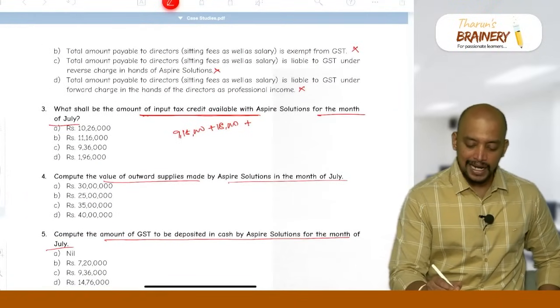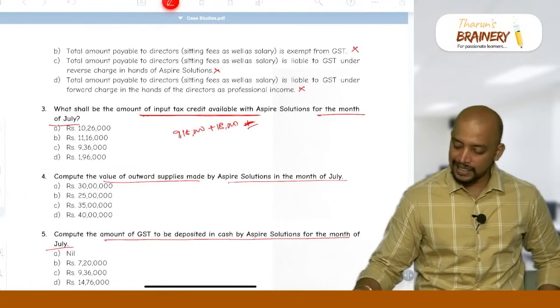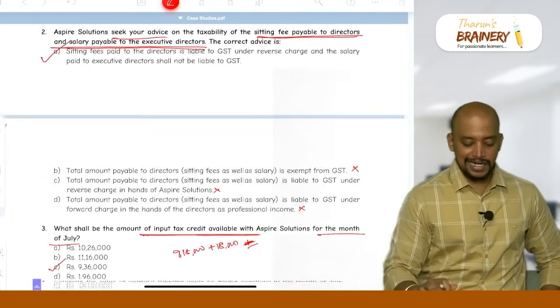So therefore 9,18,000 plus 18,000, so that will come to 9,36,000. Option C is the answer.